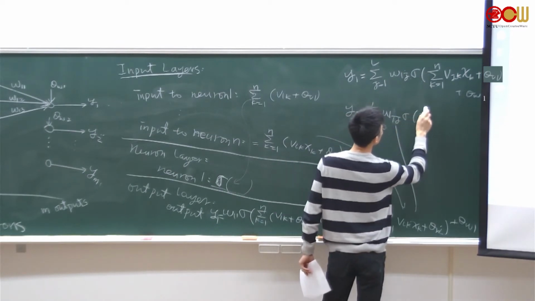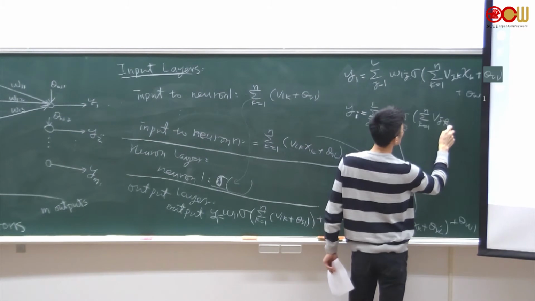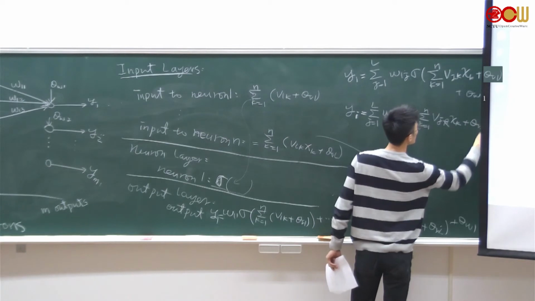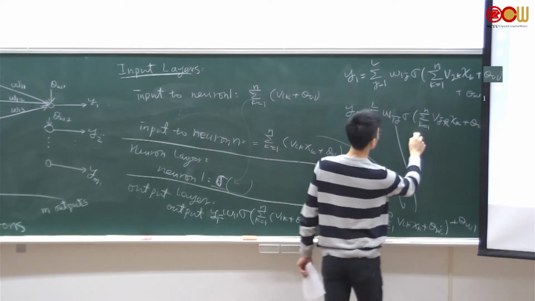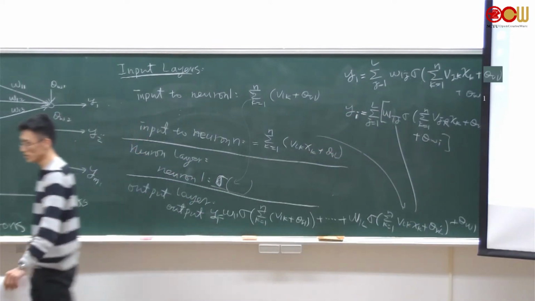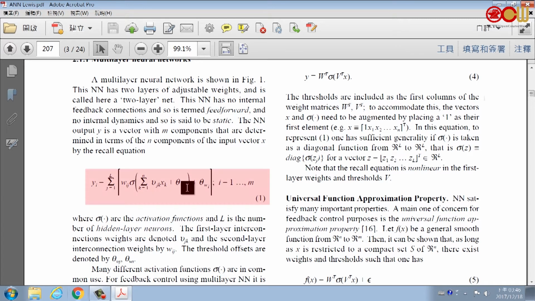sigma, sum over k equal to 1 to n, vjk xk plus theta vj, plus theta wi. This will be the same as how we have in the paper. Equation 1 is the same as equation 4, except here it is one element of that y column. Okay, so why are they equal?